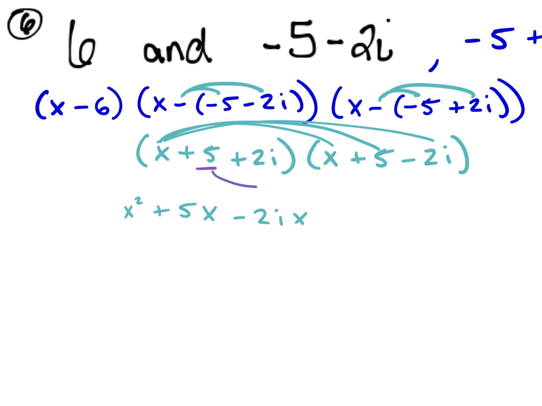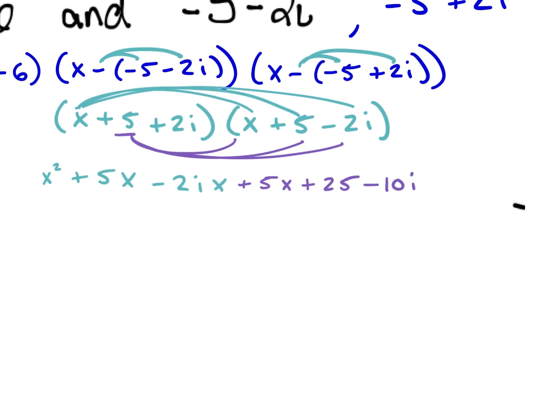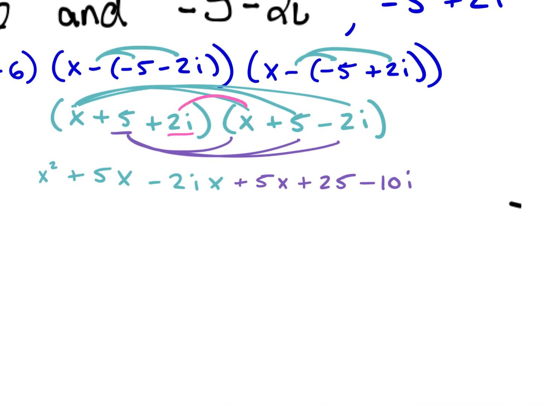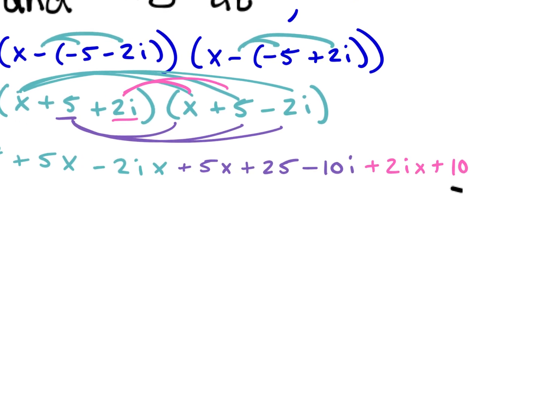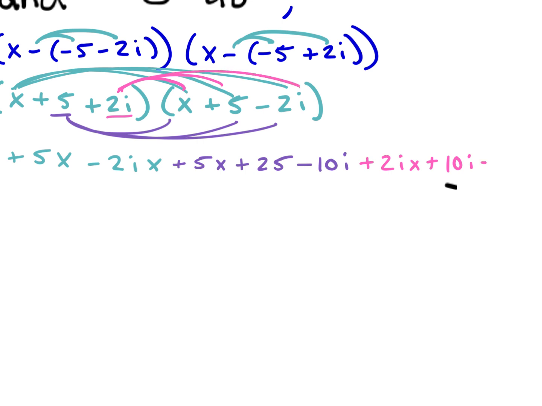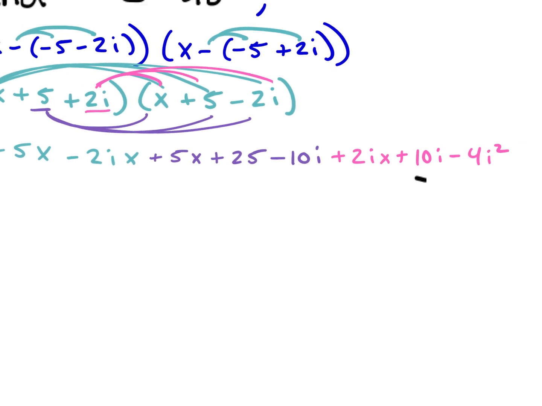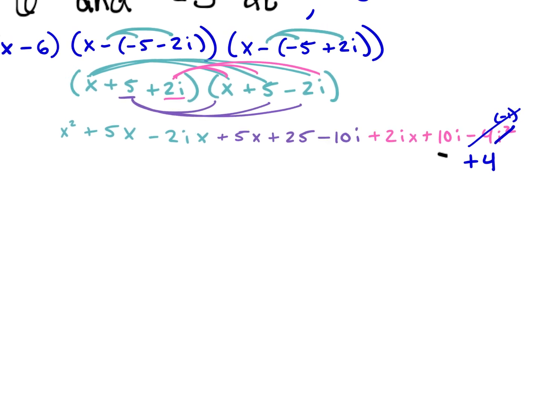Then let's multiply the 5. So plus 5x plus 25 minus 10i. Then here we have 2i, so plus 2ix plus 10i minus 4i squared. I squared changes to be negative 1. What's negative 1 times negative 4? Plus 4. So I'll just change that now. Good job. Let's put this into standard form now.